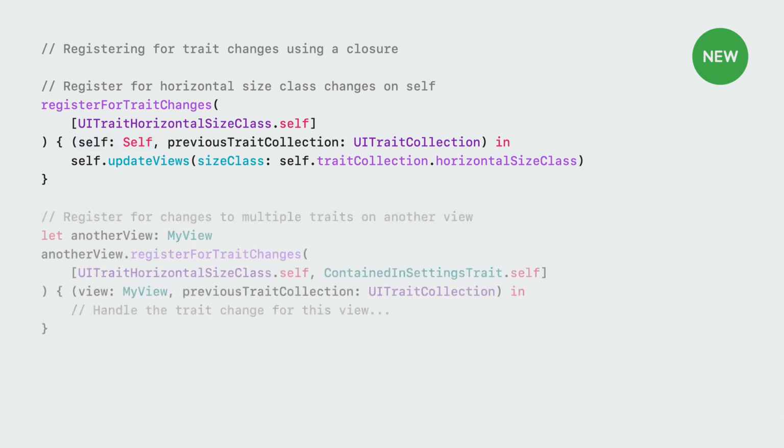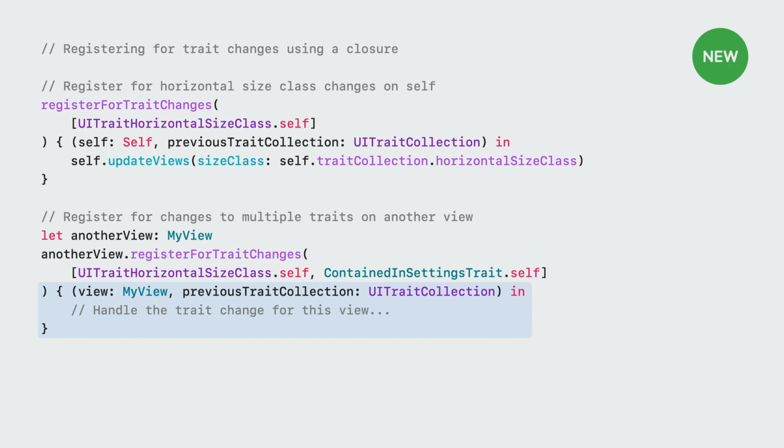You can also observe trait changes for a different trait environment. Here, I'm registering for changes to two traits, the horizontal size class and the contained in settings custom trait I defined earlier. The closure executes when either of these traits change on this other view. I write the type of the view I'm registering on as the first parameter of the closure.